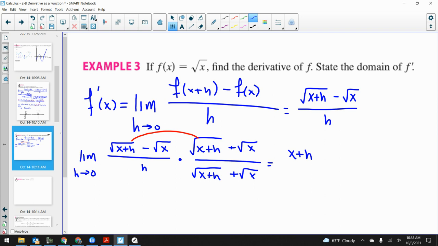So the inners and outers will cancel, and then will leave me with this. Negative radical x times positive radical x. It's just minus x, all over. Now, be careful, because I had some people on the quiz write just an h on the bottom. Be careful with that. It's h times all of that. H times radical x plus h plus radical x.